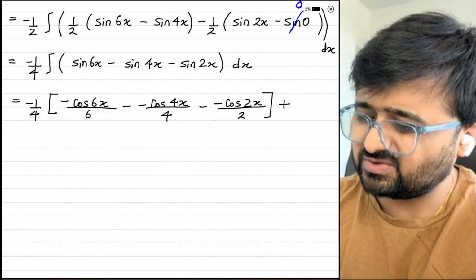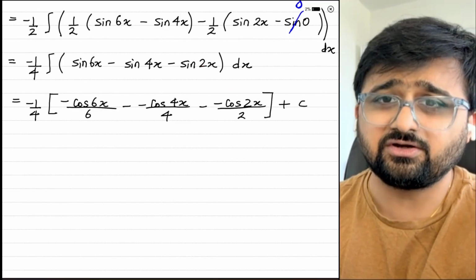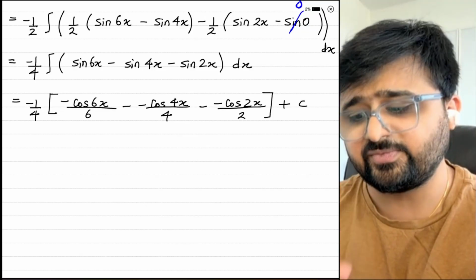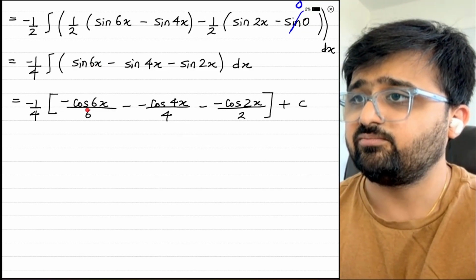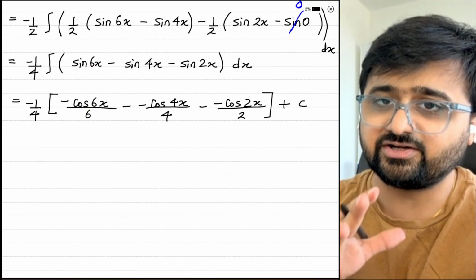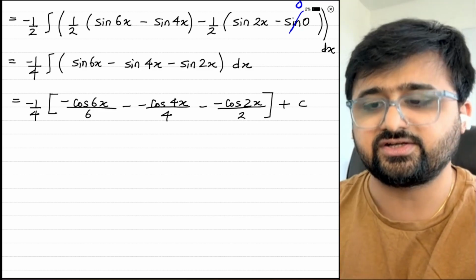You could have also done U substitution individually, but it's not worth it. You just remember that in integrals we have to divide by the coefficient of x for linear terms. You can do this only for linear terms.